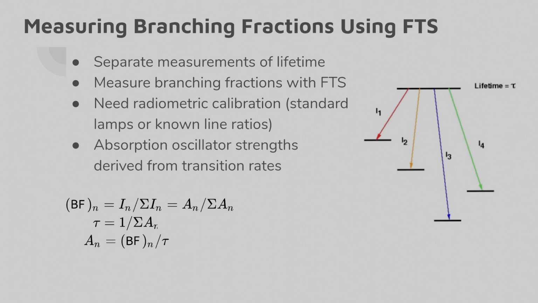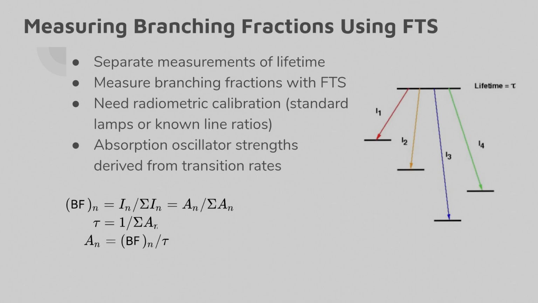As I mentioned before, we can determine the intensities of emission lines using an integral. Well, the branching fraction for a particular transition is the ratio of that line's intensity to the sum of the intensities for all the transitions from that upper level, and corresponds to the relative likelihood that the electron will decay to that particular lower level.